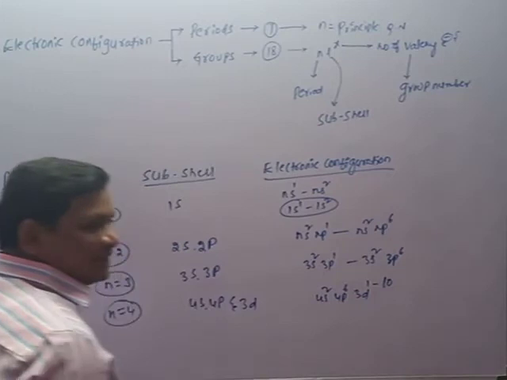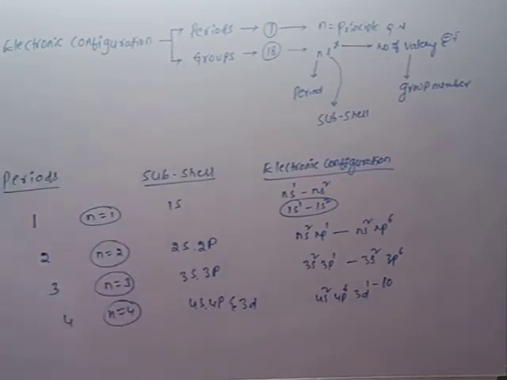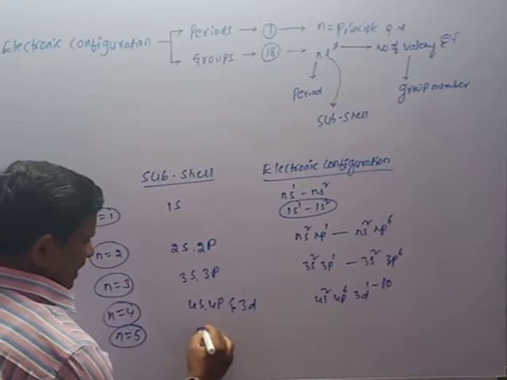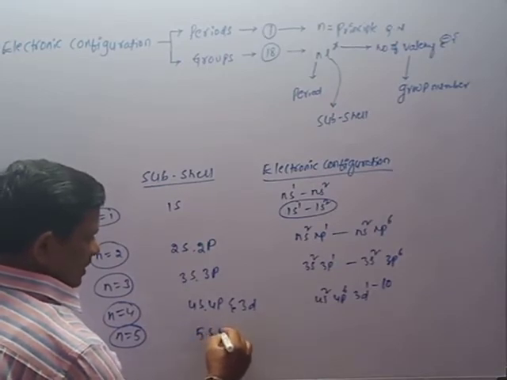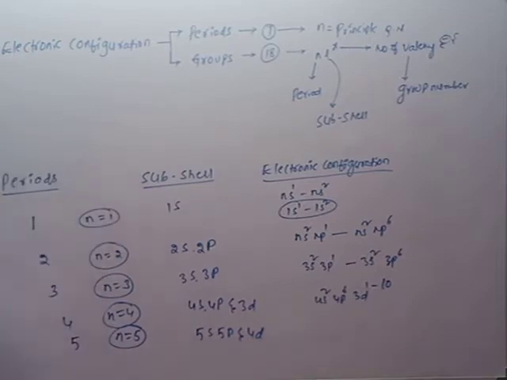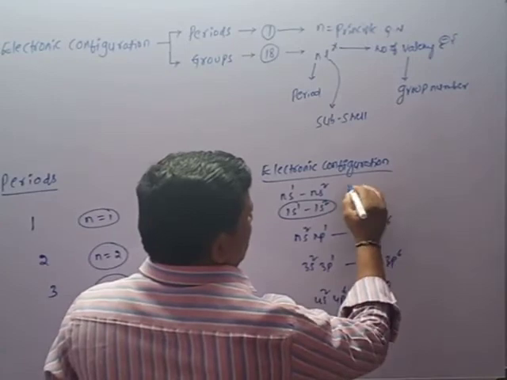So then 10 plus 6, 16 plus 2, 18. Now the fifth period, wherein n equal to 5. Then it is 5s, 5p and 4d. What is 4d? Then, first period consists of how many elements?